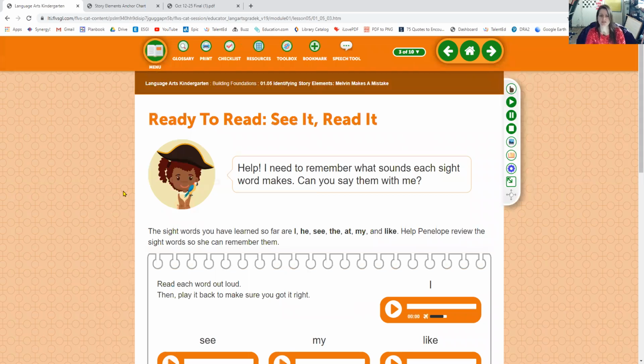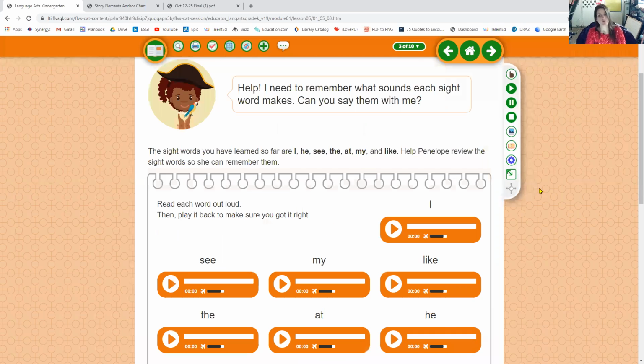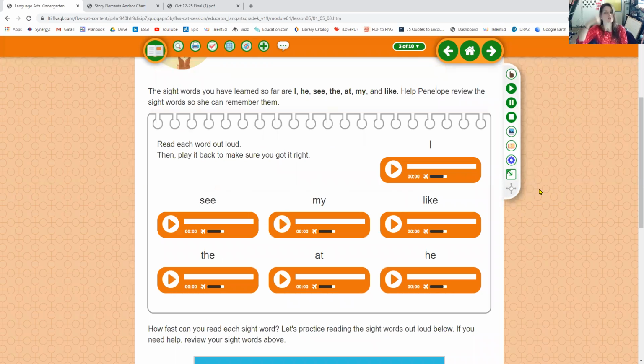All right, read it. Ready to read. See it, read it. This is sight word practice. We're not learning new words. We're reviewing. We're looking at them again. We are going to make sure these are forever glued in our brains. You're putting all the work in now to learn these words. Keep it up so you don't forget them. We're going to keep reviewing, keep looking at them.